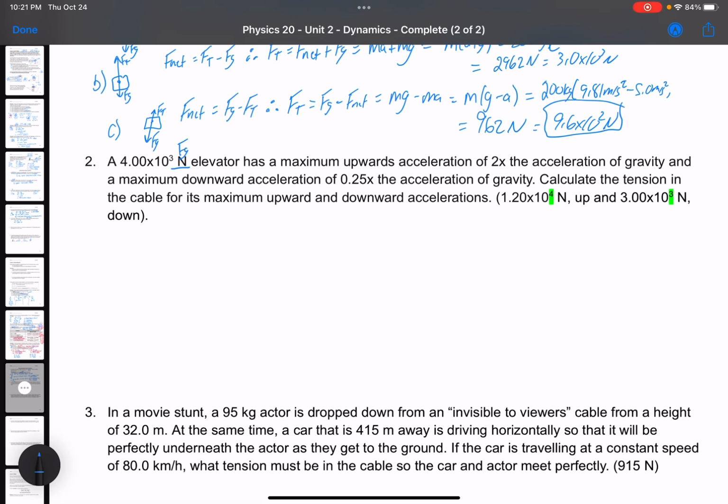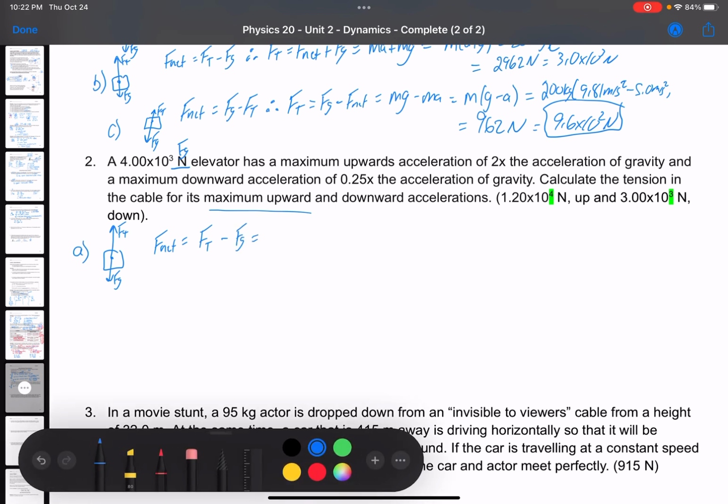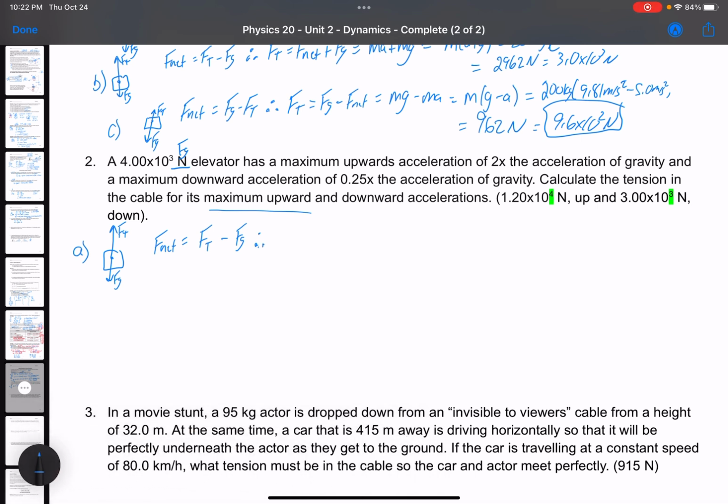Okay. So we're going to start with maximum upward. I'm going to call that part A. So in this one, we're going to have a large Ft, smaller Fg. So F net is equal to Ft minus Fg. If I'm looking for the tension, hold on, let me grab the eraser. I was looking for a therefore symbol instead. Therefore, the force of tension is equal to F net plus Fg.